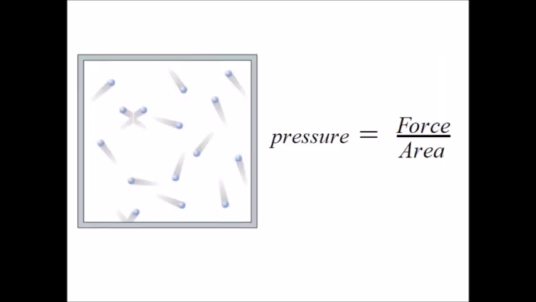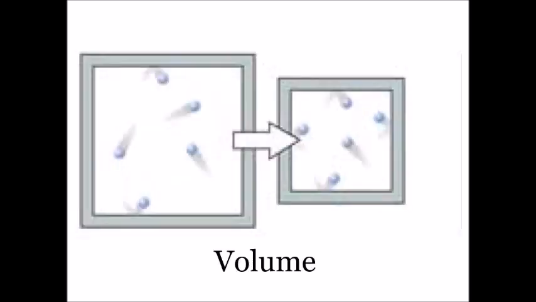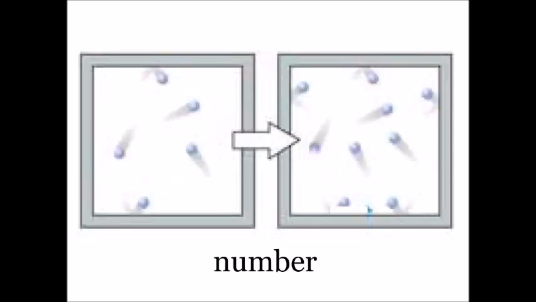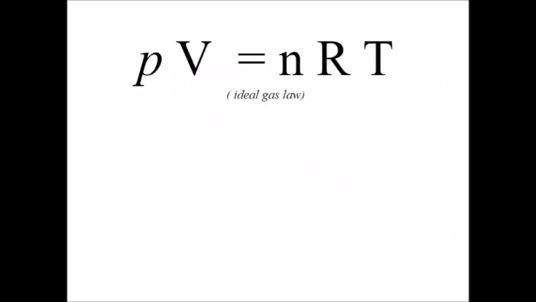There's another way to increase the pressure, another way to increase the number of collisions: decrease the volume of the container. A smaller container, walls are closer, more collisions, more pressure, more force per area. Or, final way, increase the number of particles. A greater number of particles, and you will again have more collisions, more pressure.